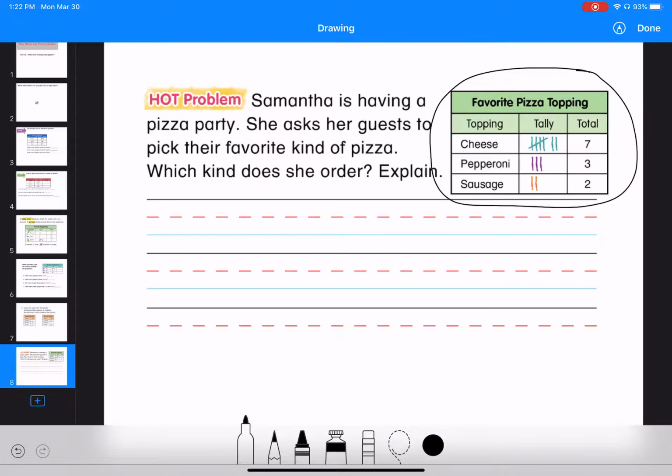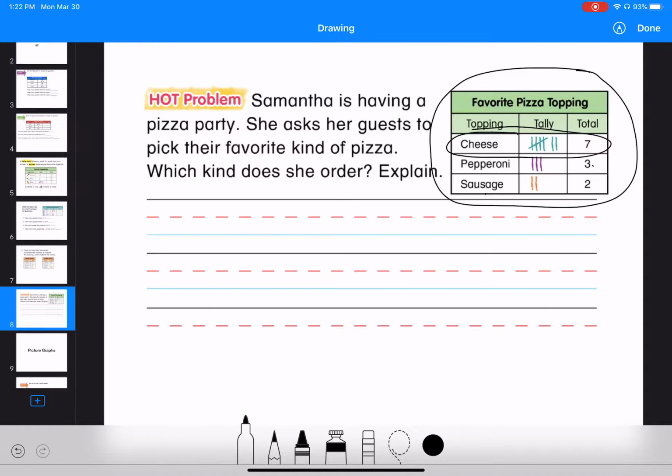Is it cheese, pepperoni, or sausage? If you said cheese, you were correct because cheese got the most votes. Out of all her guests, 7 of them chose cheese and only 3 chose pepperoni and 2 chose sausage. So 7 was the most popular vote. So that is probably what she ended up ordering.